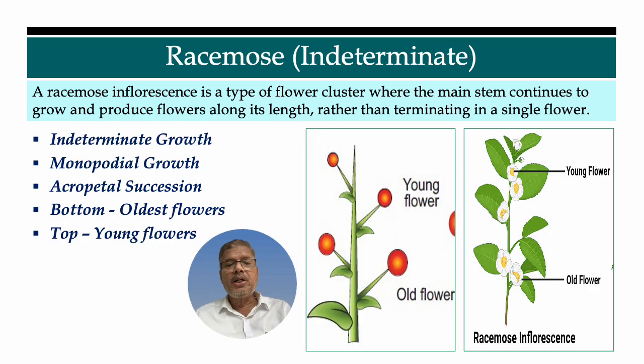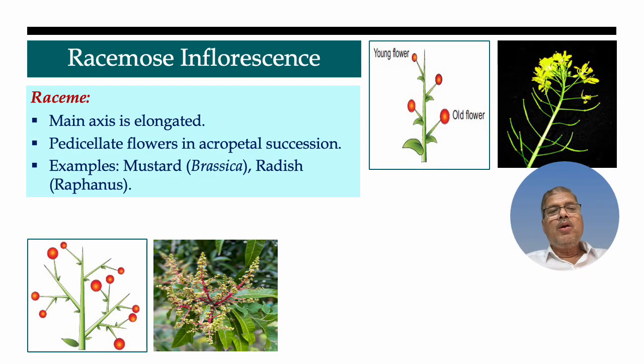This ensures a continuous supply of the new flowers. The flowers are borne on the sides of the main axis, either with the stalks, that is pedicellate, or without the stalk, or sessile. The primary axis maintains its dominance and continues to grow, that is monopodial growth. Now let us see the different types of racemose inflorescences found in the angiosperms.